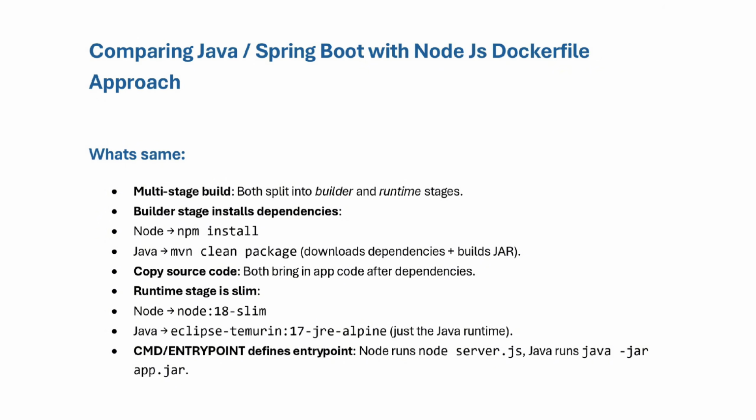The runtime stage is slim. In Node, it was Node 18 Slim. In Java, it is Eclipse Temurin 17 JRE Alpine. This is the Java runtime. CMD or ENTRYPOINT defines the entry point. Node runs node server.js. Java runs java -jar app.jar.